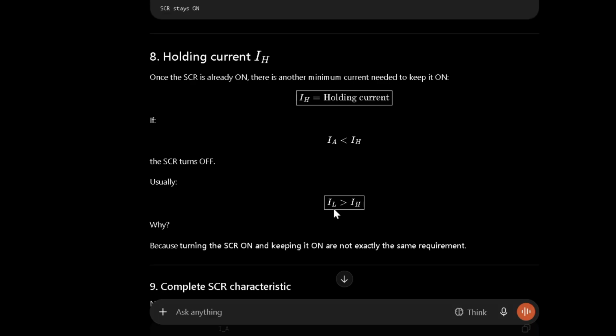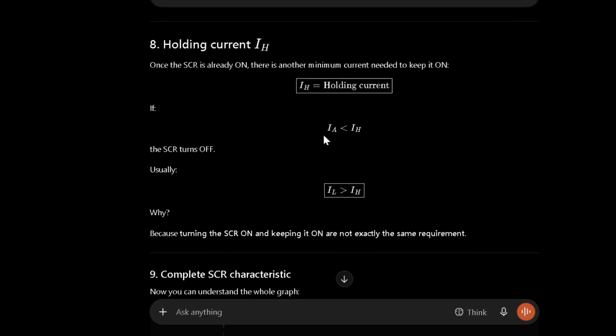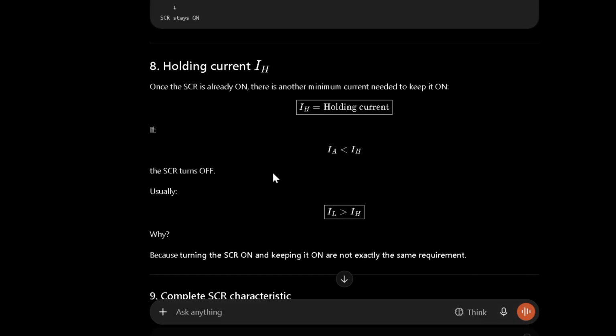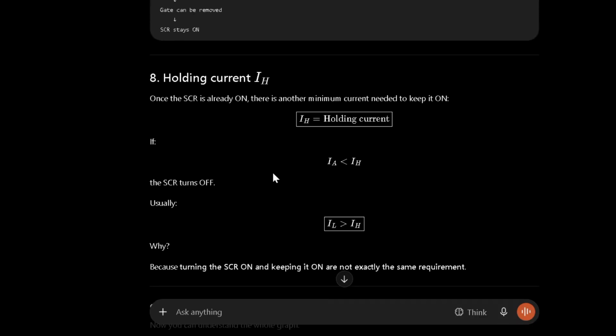Do you remember this? You will remember this and this. So IA should be greater than IH. If IA is less than IH, then it turns off. Here two things can happen. If IA is less than IH, it cannot be greater than IL, because IL is greater than IH.